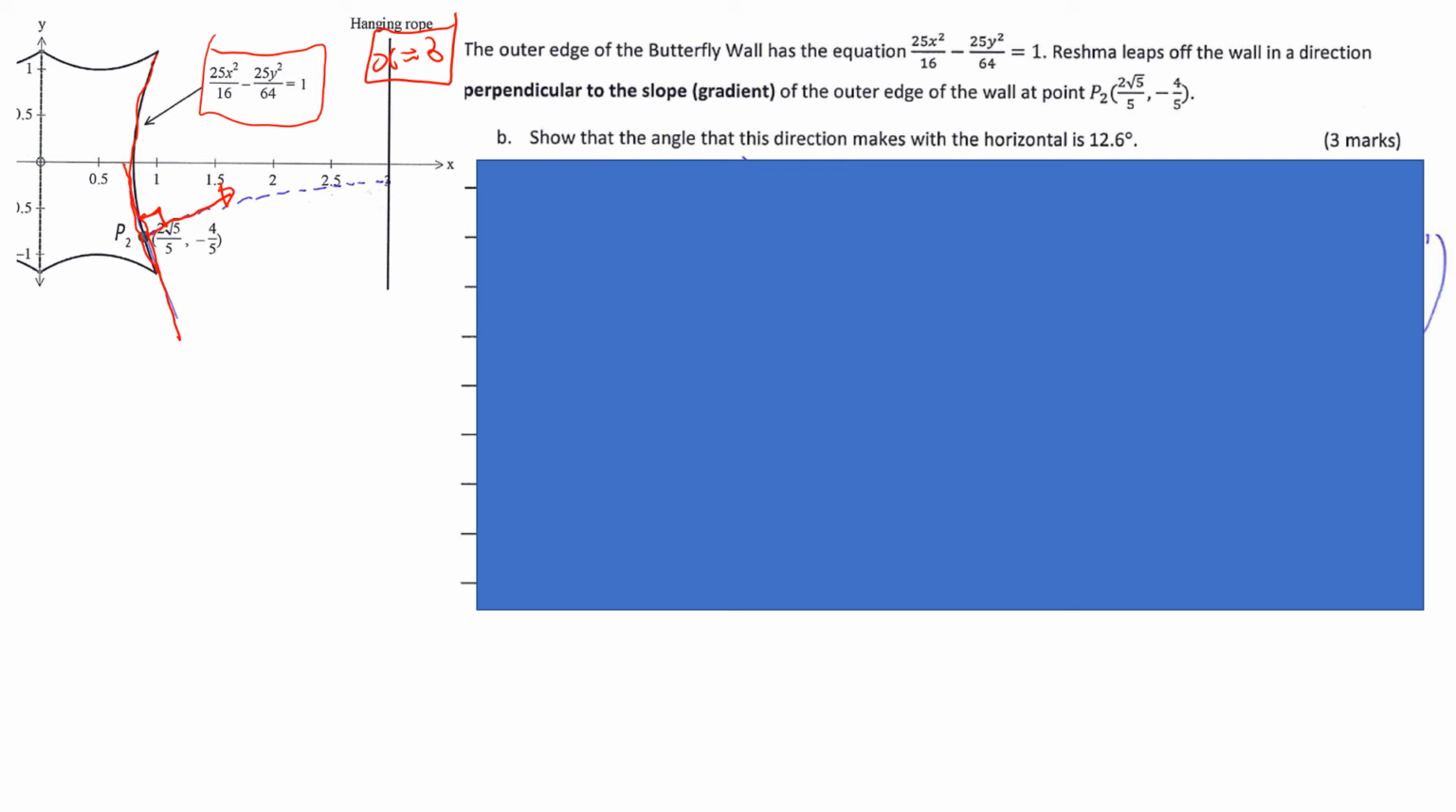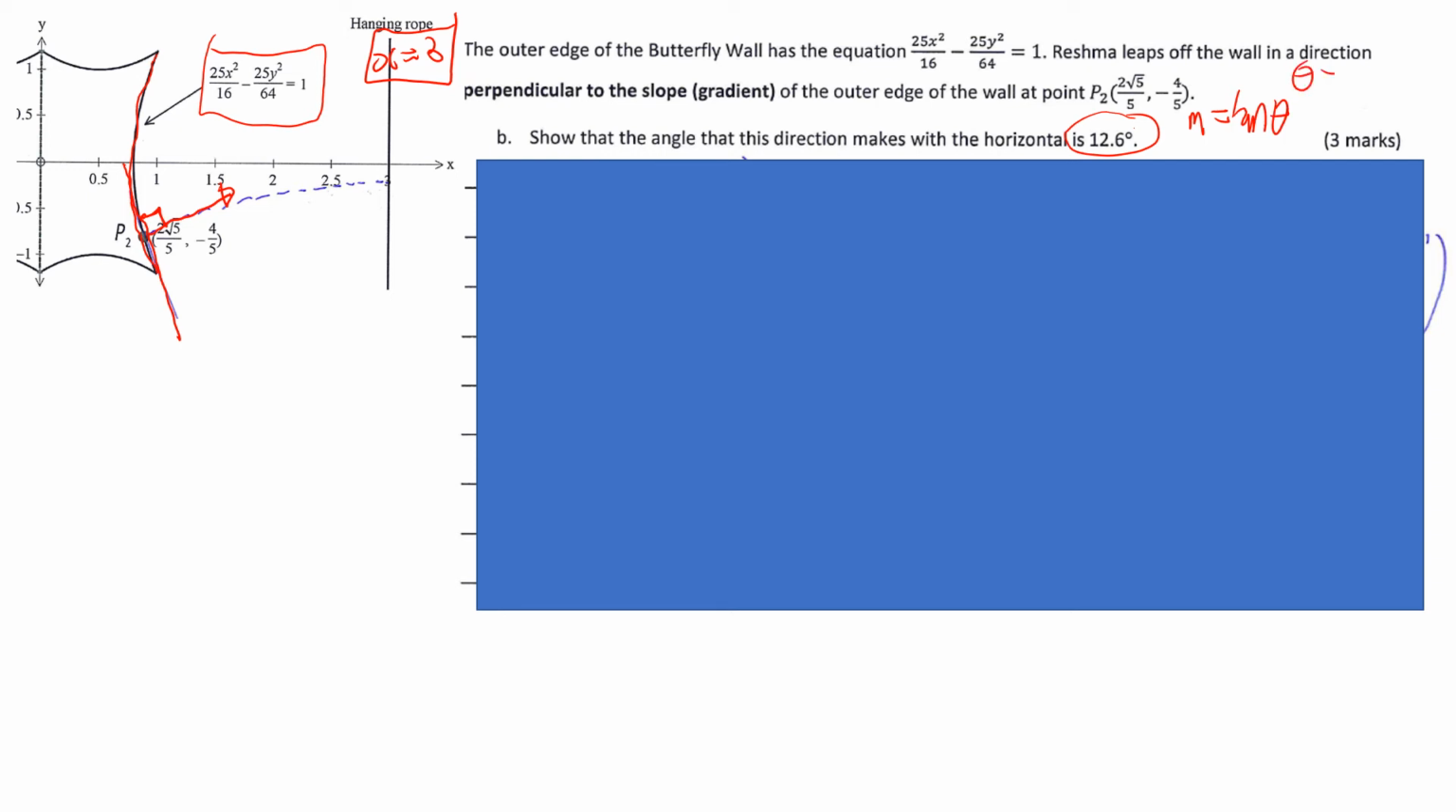So show that the angle that this direction makes with the horizontal is 12.6 degrees. So basically, let's think about how do I work out, given a graph on the XY plane, how do I work out angles straight lines make with the horizontal? This is where your thinking goes: m and theta.